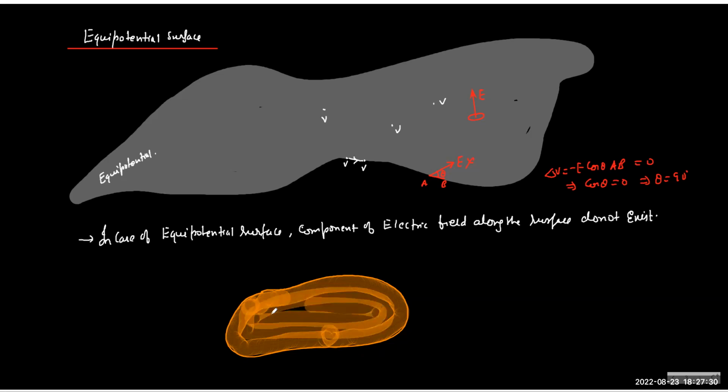Is this clear, guys? Yes, sir. So very close in the vicinity of this surface, if you are very close to the surface here, let's say the field at this location is bound to be perpendicular. There is no option.